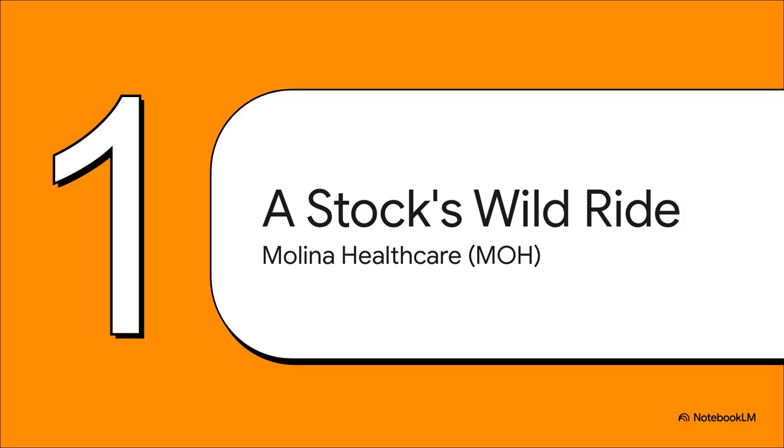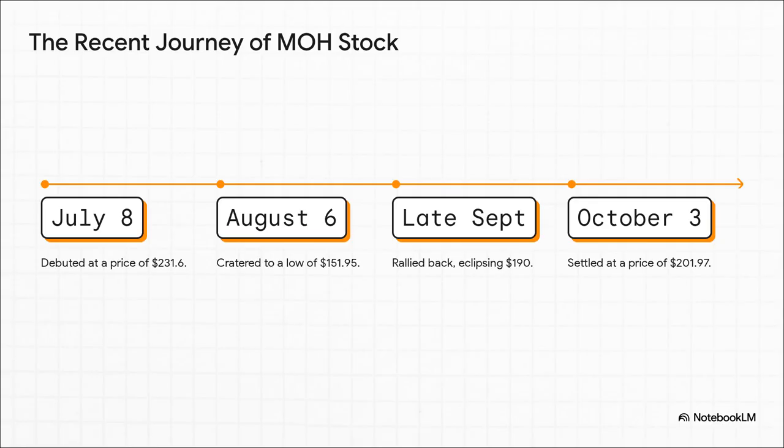Now, to make all this real, we're not just going to talk theory. We are focusing on a specific company that's at the center of this very report, Molina Healthcare. Its ticker symbol on the stock market is MOH. And, as you're about to see, their stock has been on one heck of a roller coaster. I mean, just look at this journey. The volatility here is pretty wild.